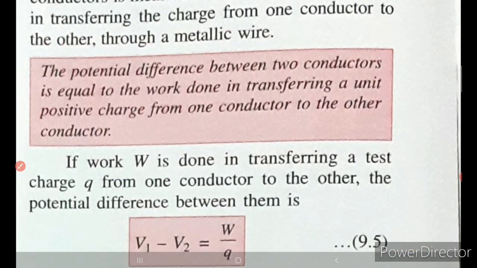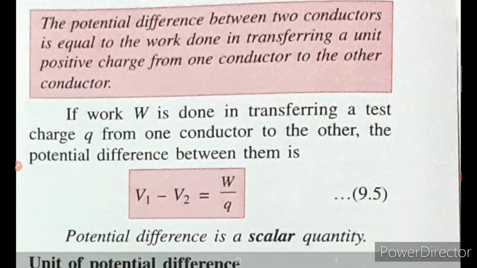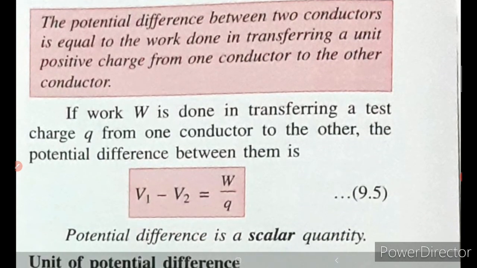So if work W is done in transferring a test charge Q from one conductor to another conductor, the potential difference between them can be considered as V1 minus V2. If V1 is the potential of the first conductor, V2 is the potential of the second conductor. So when we subtract the potentials, we shall get the potential difference. So potential difference will be given by W upon Q. Potential difference is also a scalar quantity.